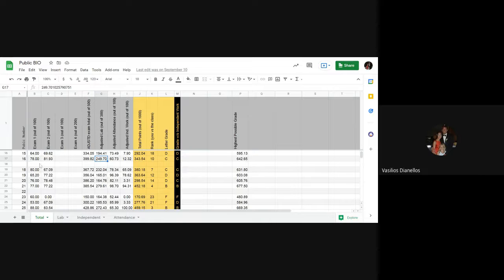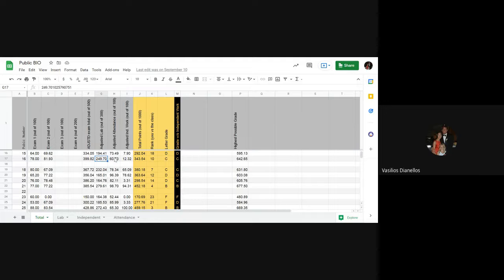However, based on this person's average in lab, if you were to extrapolate that, then out of 300 points at the end of the semester, they would have 249.7 based on their current average. And again, this number is used to determine their current grade.